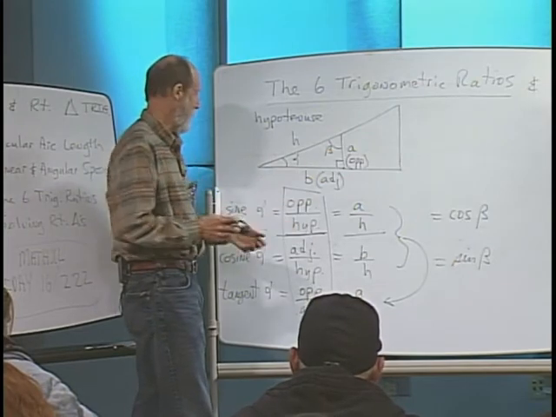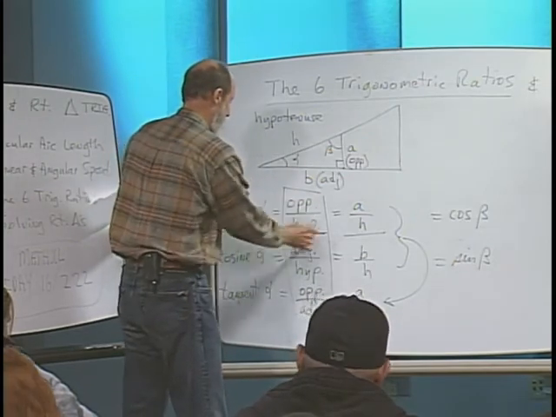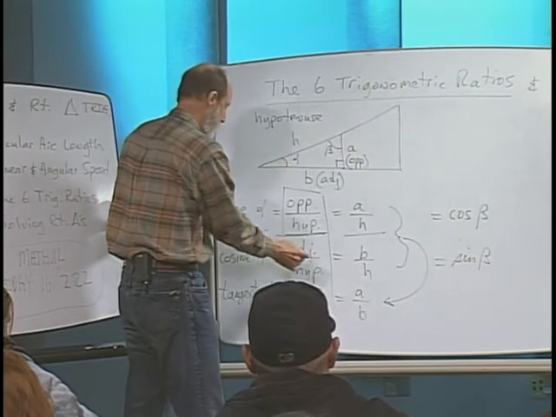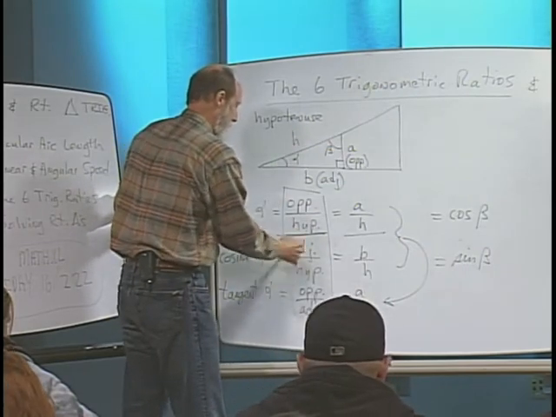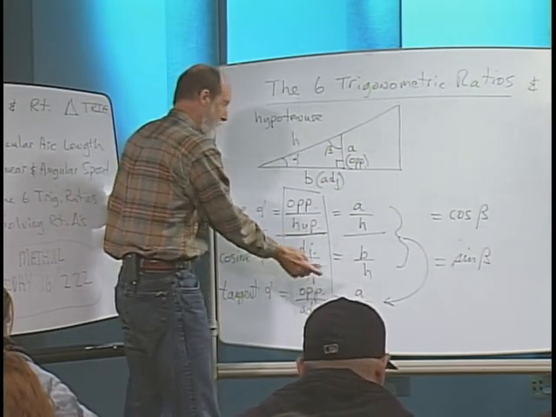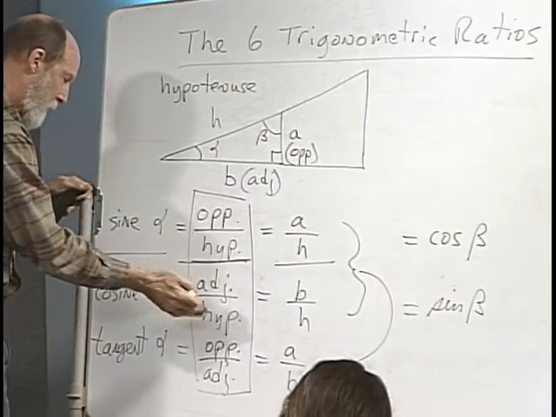There are definitions you need to memorize. Opposite over hypotenuse is the most important one. Adjacent over hypotenuse is the next most important. And then the ratio of this one over that one is your tangent.